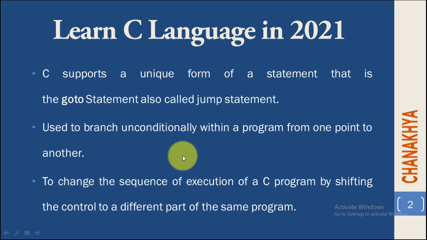As we know, C is a sequential programming language, and the execution of the program is done sequentially, that is, line by line. But sometimes we have a certain condition. In that case, we have to jump our execution from a particular point to another point of the program. So for that we have to use the goto statement.